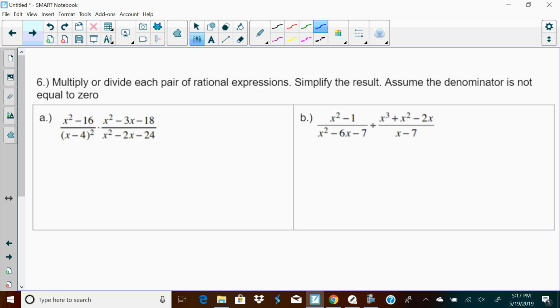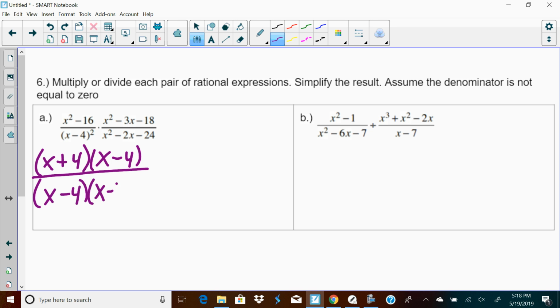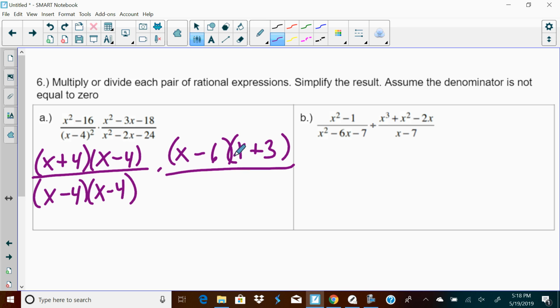Problem 6, I'm going to multiply or divide and then simplify my result. So I have to factor. So I'm not going to box and diamond each one. I'm just going to kind of factor them out. So for A, the top is the difference of 2 squares. It's x plus 4, x minus 4. And then I get x minus 4 times x minus 4. For the other side, I'm going to get x and 6 and 3. I get negative and plus. Then where I get negative 6x plus 3 is negative 3x.